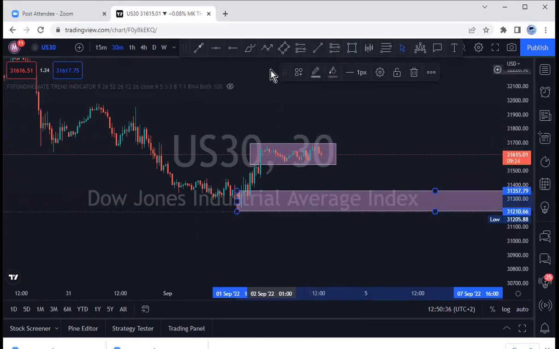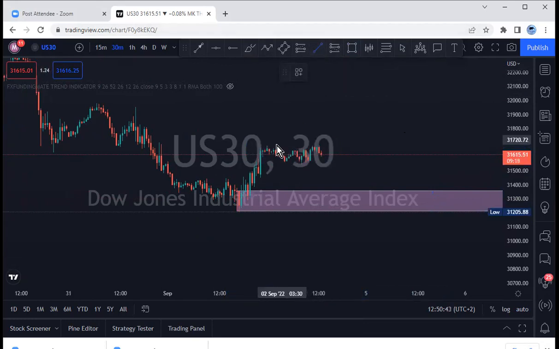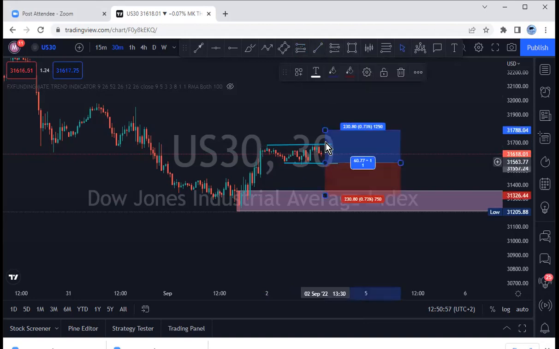So possibility of seeing USDT shift to the upside from where it is right now. It's high. So same thing here. Same thing. So yeah, if it can come back here, then you buy.